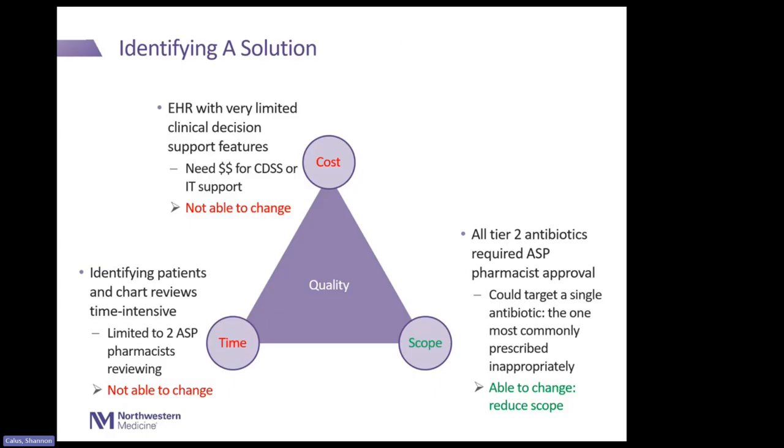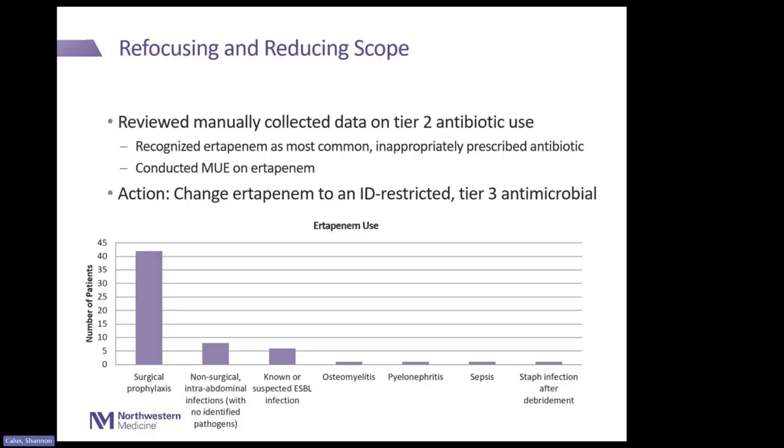So instead, we wanted to decrease scope to get maybe a more intimate view of where our specific problem broad spectrum antibiotics were and focus on that first. So instead of looking at all tier 2 antibiotics requiring stewardship approval, we looked at those 6 antibiotics and focused on one that was being prescribed most inappropriately and went from there.